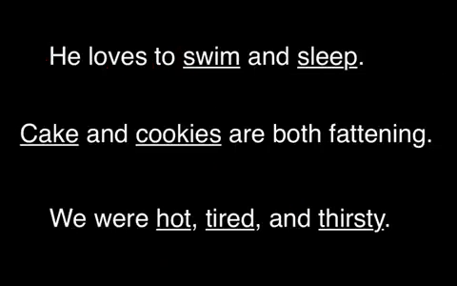In English, we make parallel structure in our sentences. We make parallel structure by using the same grammar forms, or grammar structures. In the first example here, he loves to swim and sleep. Swim and sleep are both verbs. It's important that they're both verbs because we have this conjunction and joining them. On both sides of the conjunction, we need to have the same form.